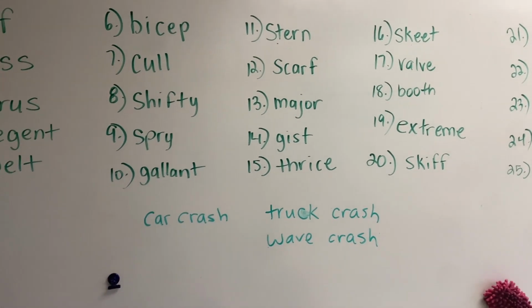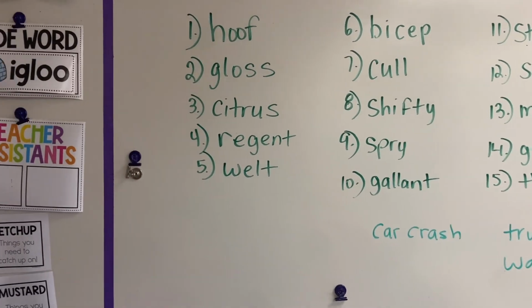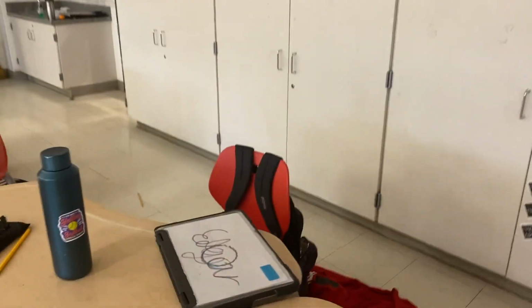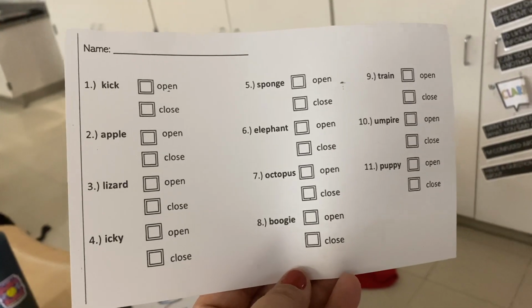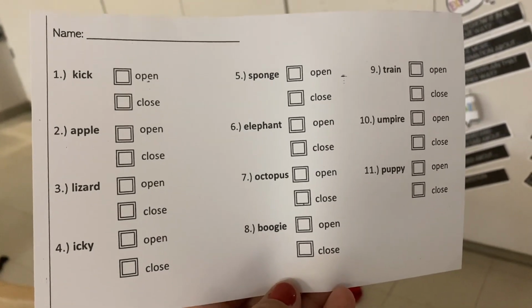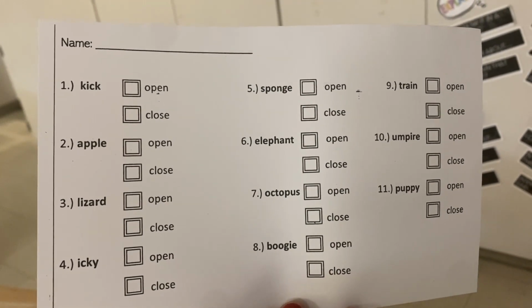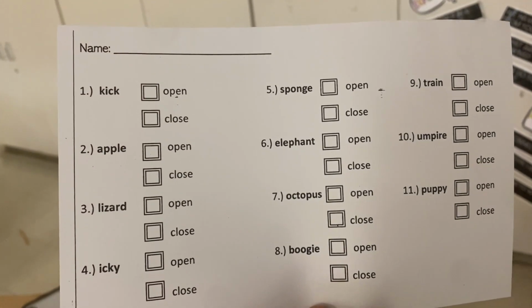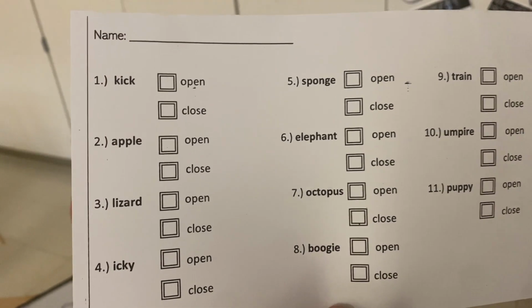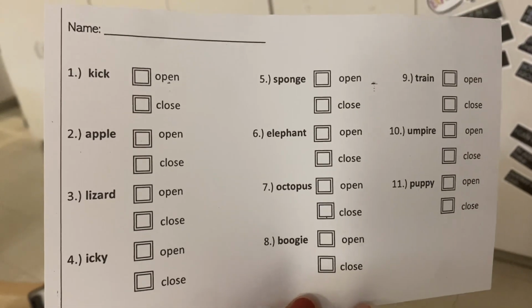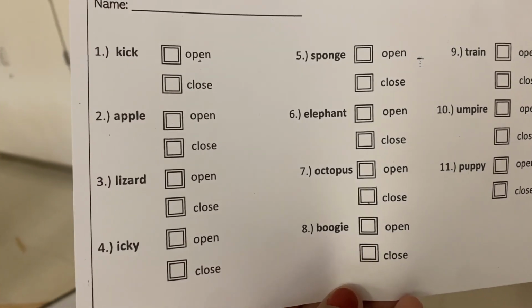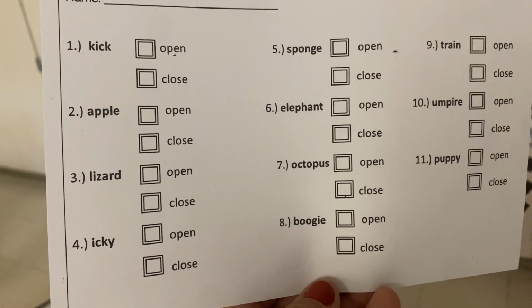So we started at the very beginning, and I'll show you a little bit about what we did. One of the activities that we did was this open close activity, and it's part of the book. They read the word and they have to check off whether it is an open or closed word. The goal is for them to understand that vowel sounds are open, and consonants are closed.